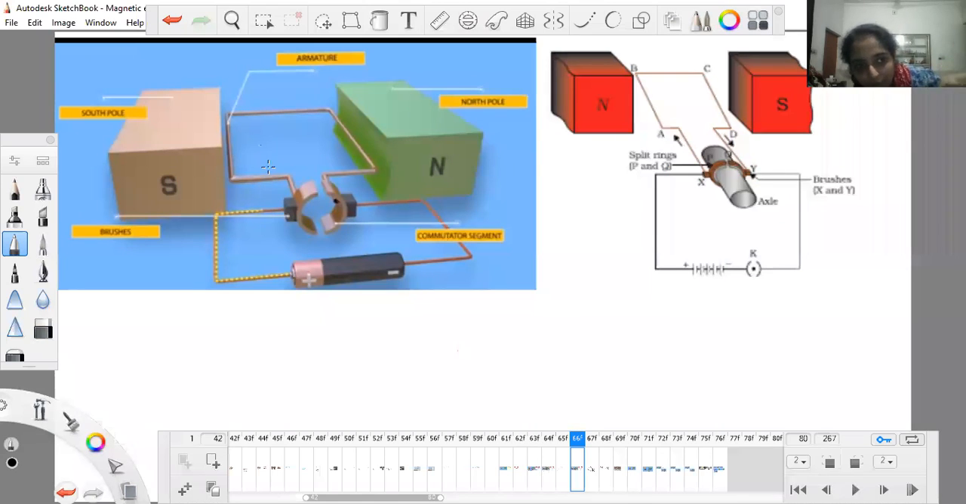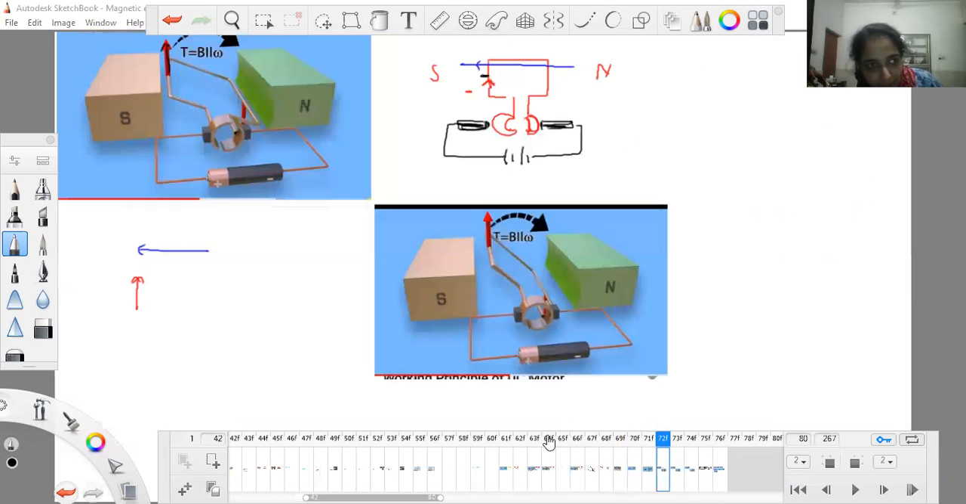As soon as we passed the current, and the magnetic field lines were there, what happened exactly is that the armature will lift upwards. The direction of current is the one thing that is never going to change, and the direction of magnetic field lines will always be from the north pole to the south pole. So it is shifted upward, you can see.